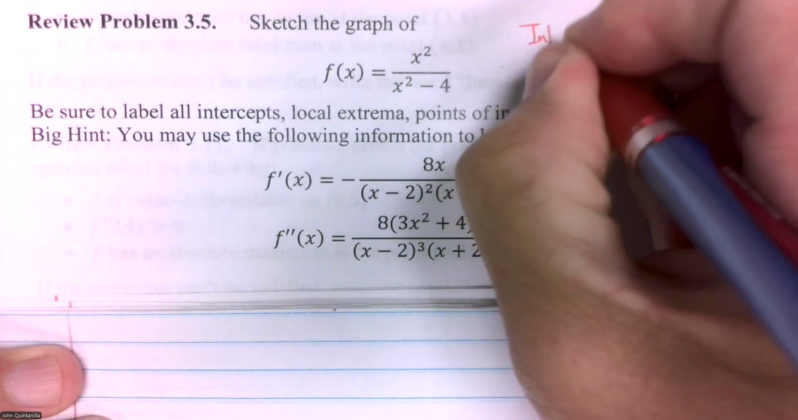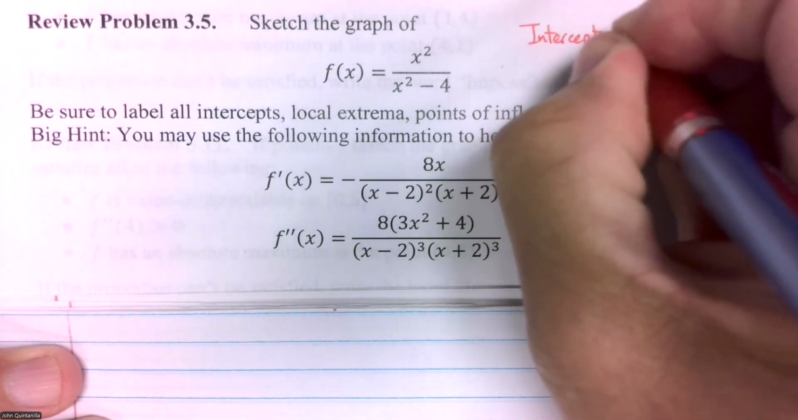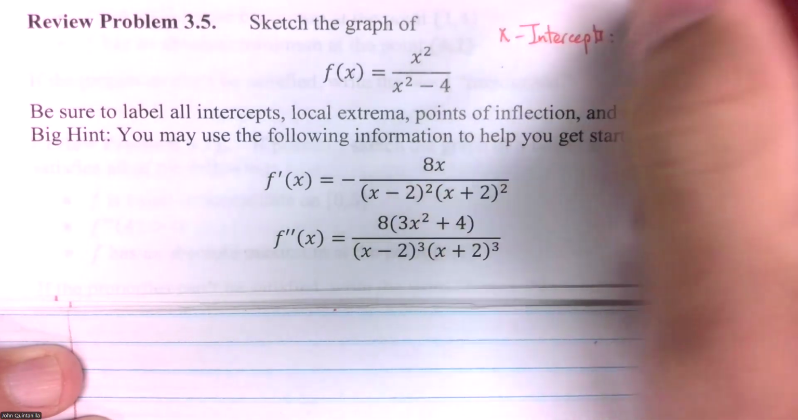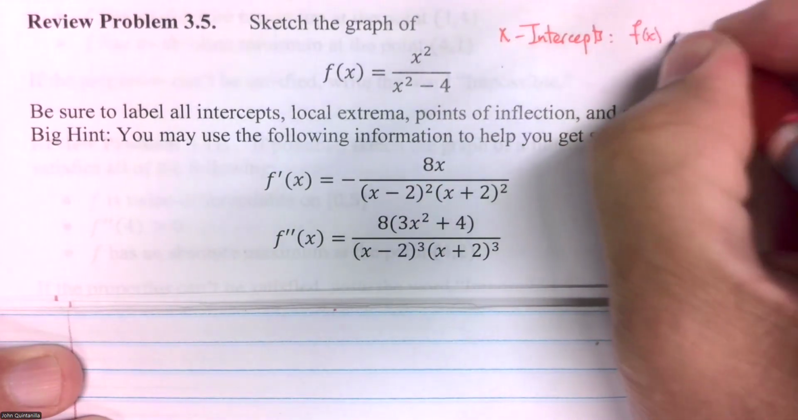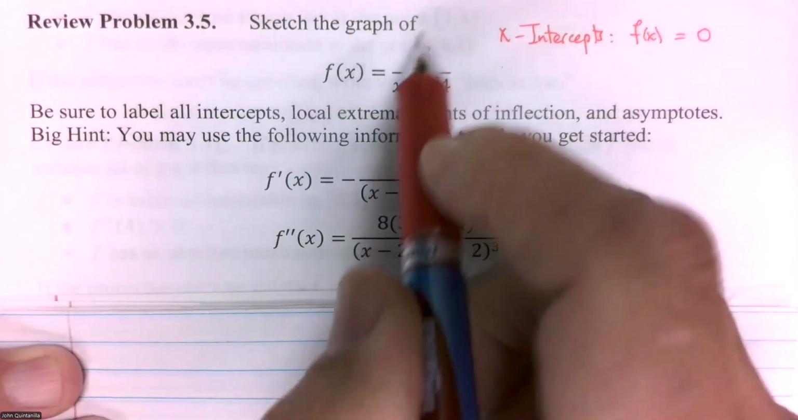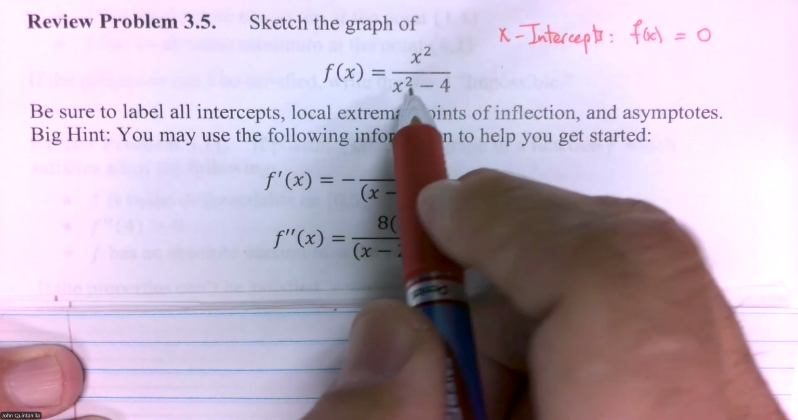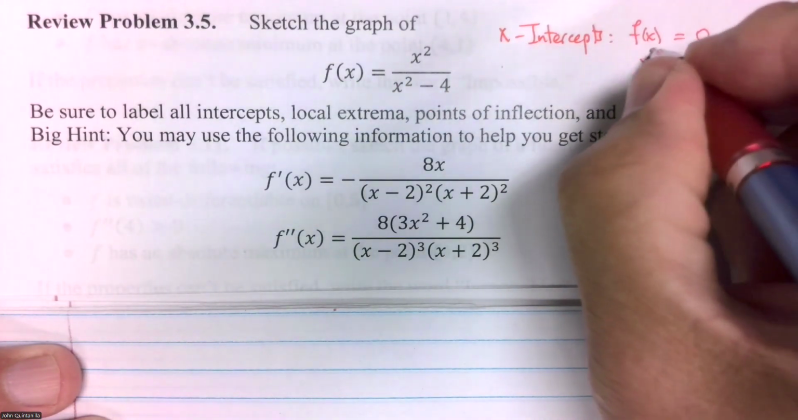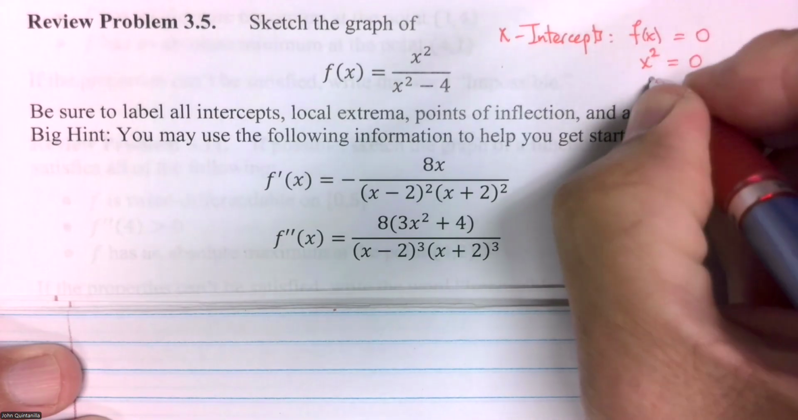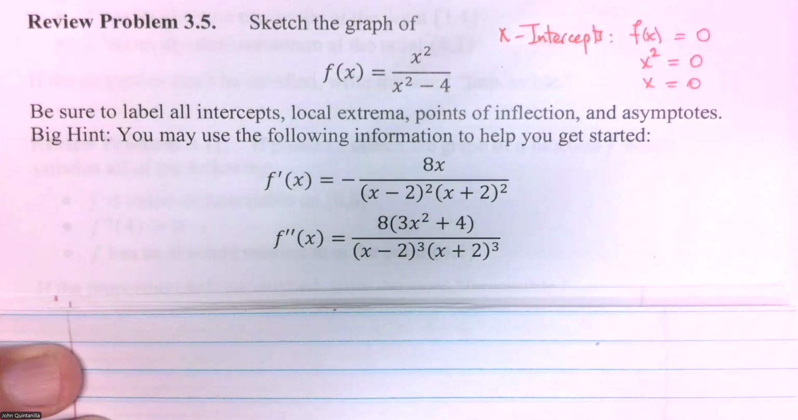First off, let's do the easy things first. Intercepts. We find the x-intercepts first by solving f of x is equal to 0. And in this case, a fraction is equal to 0 exactly when the numerator is 0. And so I would have x squared is equal to 0, or x is equal to 0. So that is the x-intercept.